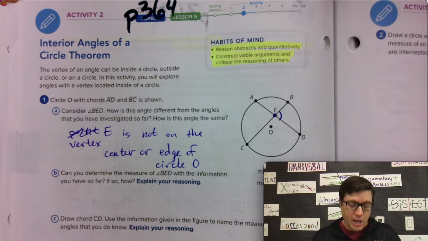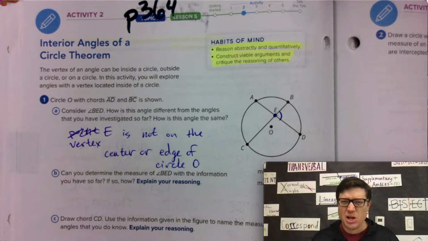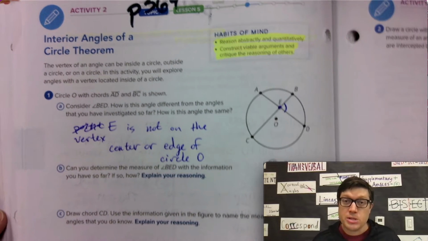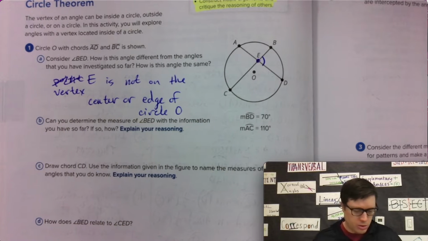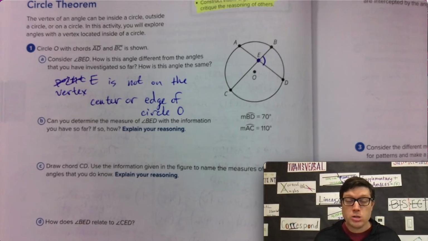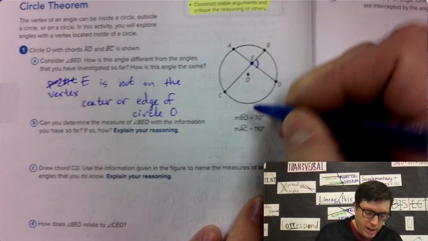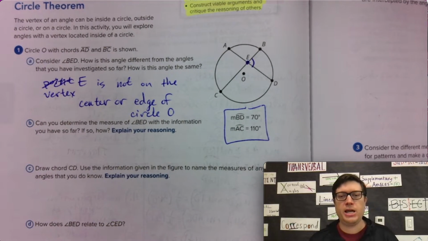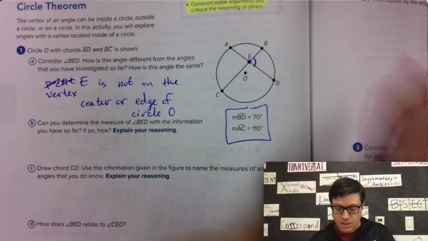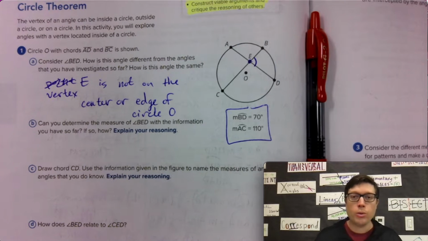Also, this angle, point E, is on the inside of the circle. So we're going to have some of those relationships that we've been talking about. What can you do with the interior of a circle? All right, can you determine the measure of angle BED with the information you have so far? Ultimately, no. What we have right here needs some modification, and we're going to have to draw what we call an auxiliary line, so add some color to what we're using to respond here.